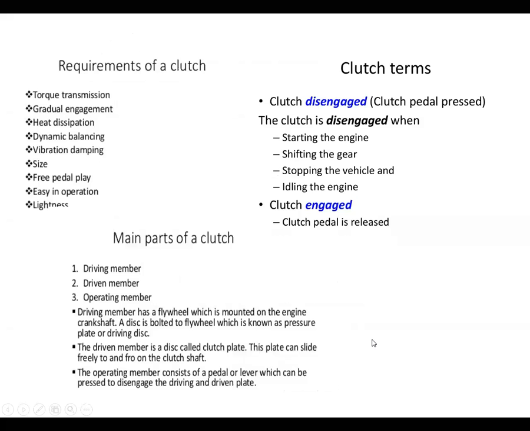And some of the main parts we also saw: driving member, driven member and operating member. Now I'll show you these driving, driven and operating members. Before that, just remember that the driving member is nothing but the one connected to the flywheel, or connected to the IC engine shaft. The driven member is the one connected to the plates and free to rotate.